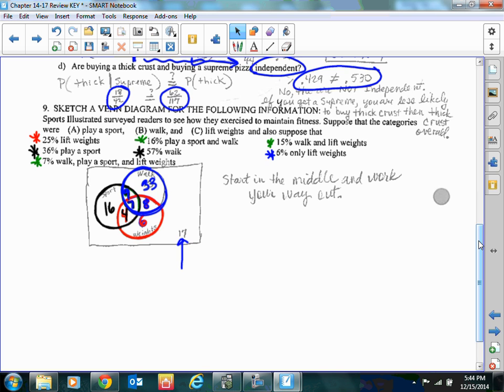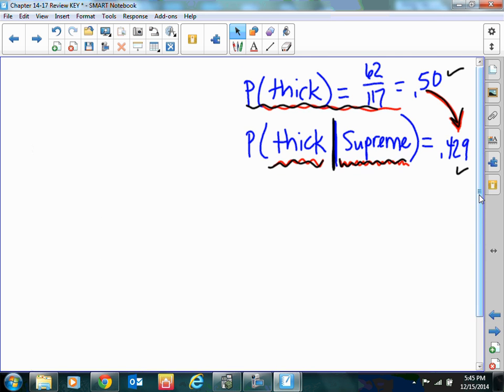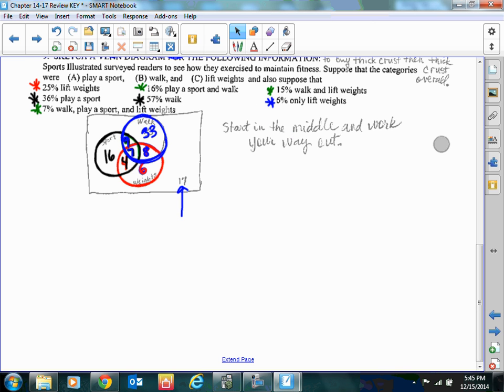So let's see, do we have questions that go along with that? Okay, straight up, does not lift weights, walk, or play. That is the 17% on the outside. Only walks, that's the 33% that we found in the circle. Play a sport and lift weights, let's see, where did that go? Aha, that's this section here, which is 7 plus 4%, so that's a total of 11%. That is how you get that.